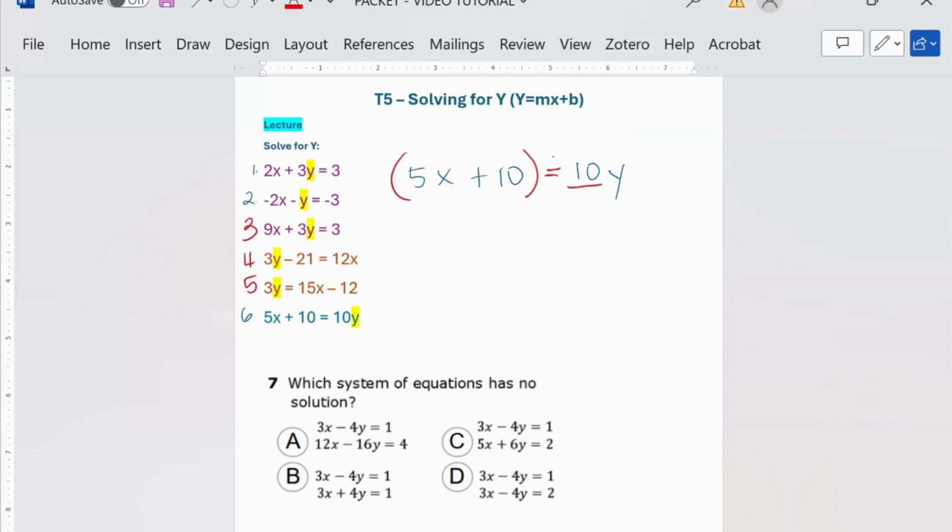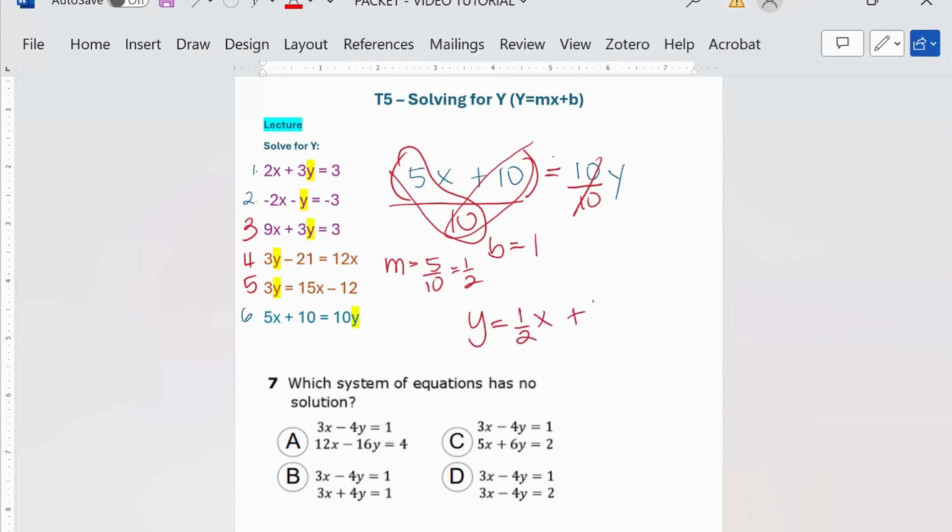This time I'm going to divide by 10. So I'll divide everything by 10. So that's gone. So now this is your y-intercept. 10 divided by 10 is 1. And then this is your slope. So 5 over 10 or 1/2. So I'm going to write here y equals 1/2 x plus 1. So that's how you're going to solve this, trying to solve for y.